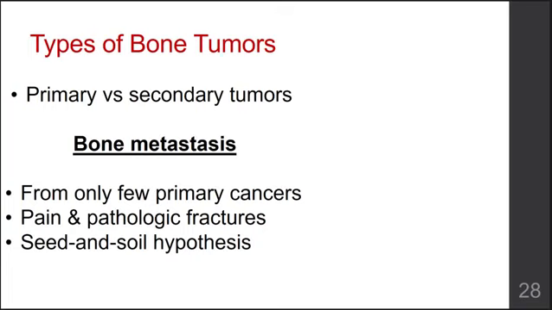Final comment on the slide is just very brief information regarding the seed and soil hypothesis. This refers to cancer being the seed, which will preferentially grow and spread in an area if the soil, or the environment, is right. That's why certain primary cancers will spread to certain specific organs, because it is really the best environment for their growth. So you can think of it as favorable interactions between metastatic tumor cells, which are the seed, and their organ microenvironment, which is the soil.